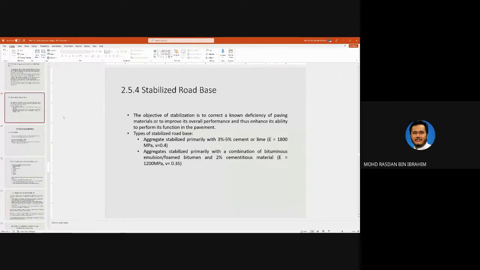Okay, stabilized road base. You normally use 3 to 5% cement or lime, where the modulus is 1800 MPa and the Poisson ratio is 0.4. So aggregate stabilized with a combination of bituminous emulsion or foam bitumen and 2% of cementitious materials, the E value is 1200 and the Poisson ratio is 0.35.